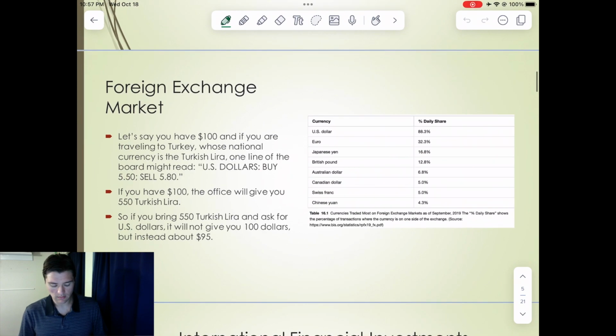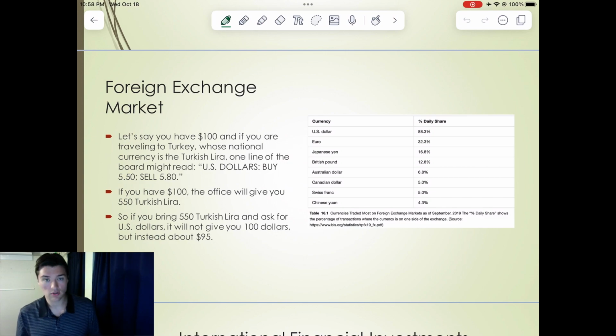So here's how it goes. Let's say you have $100 and you're traveling to Turkey. What you're going to do is land in the airport. And then right where you get off the plane, there's probably going to be a booth that says, hey, you can exchange your currency here. All right. So this is literally the market. In a booth right here at the airport, you can exchange your currency.